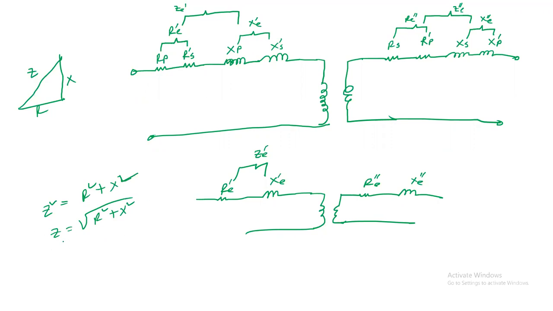So you know that Z is equal to this. If this is single prime, then R single prime is equal to RP plus A squared RS, and X single prime means XP plus A squared XS.